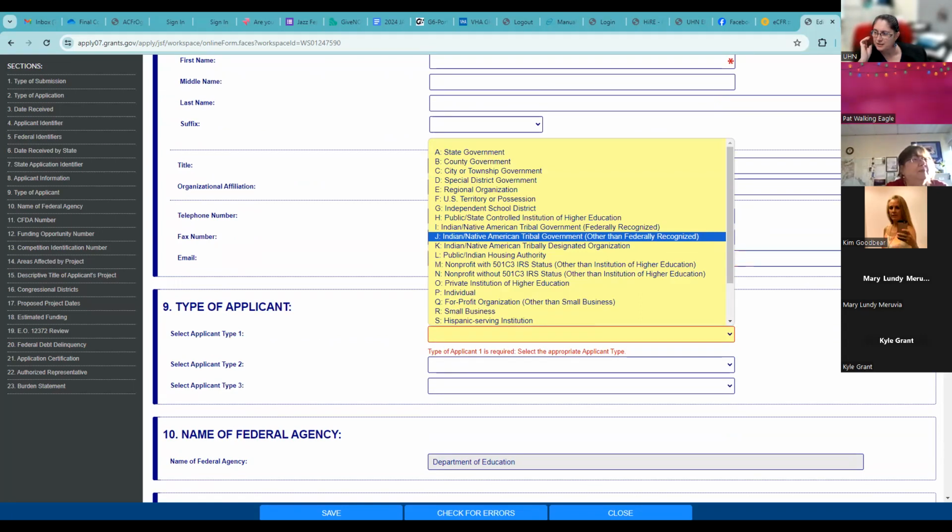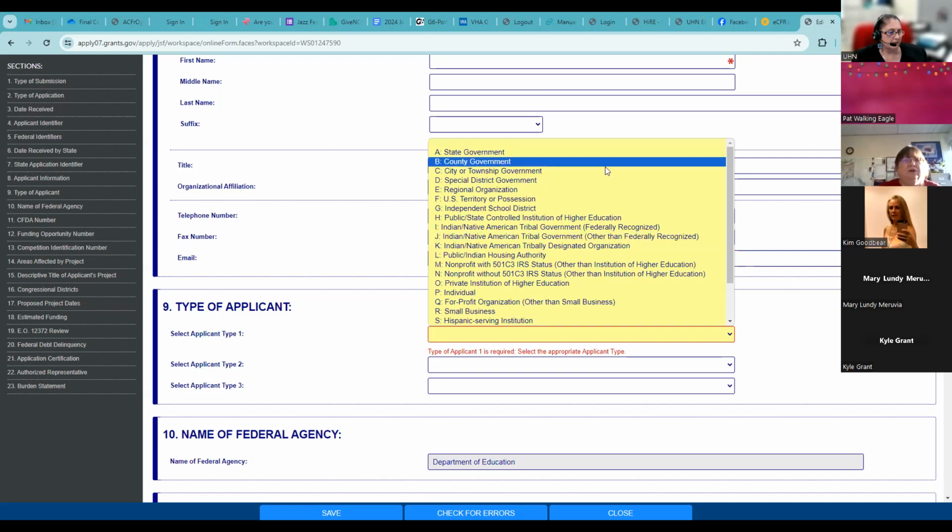I'm having trouble hearing. The K would be for a consortia. I worked on this the other day. Yes. Okay. Yes.